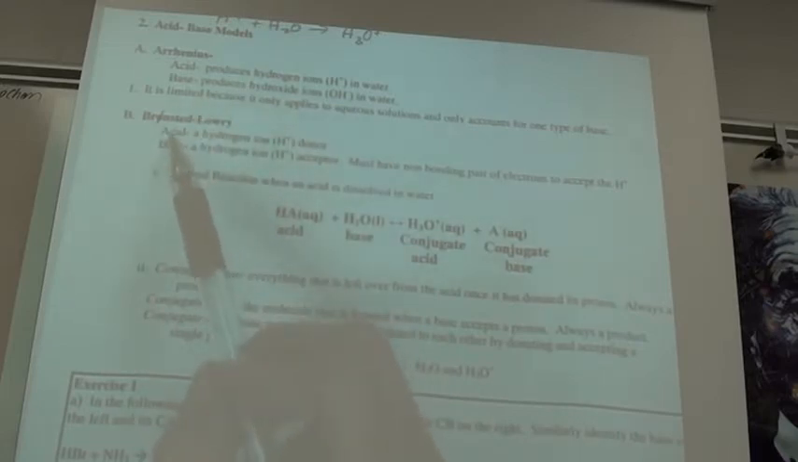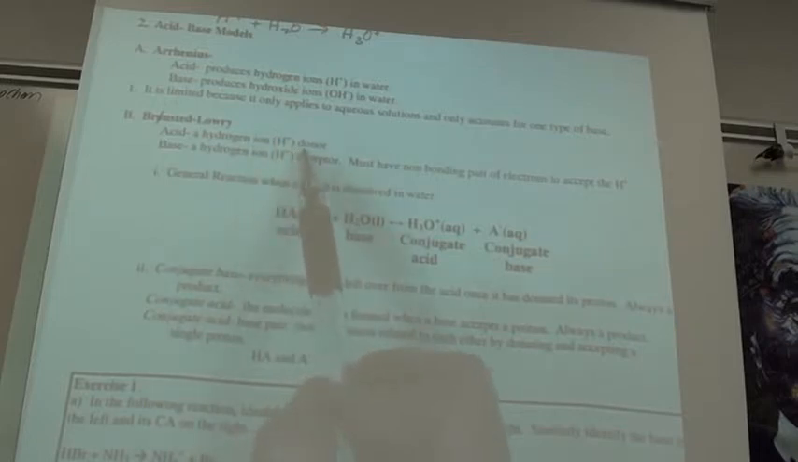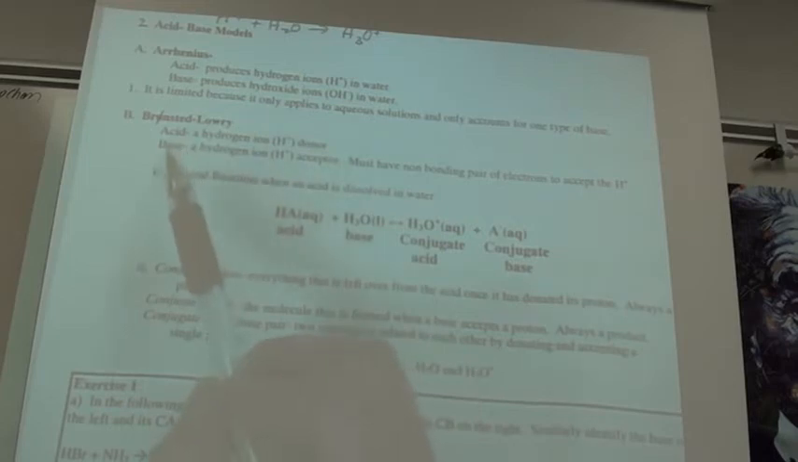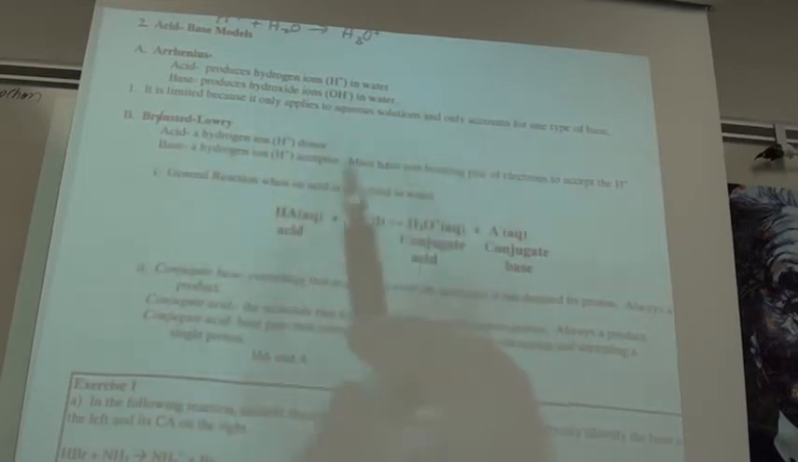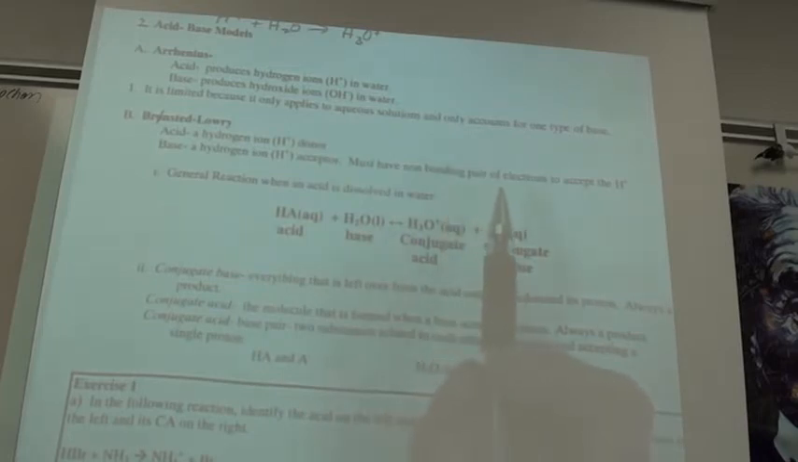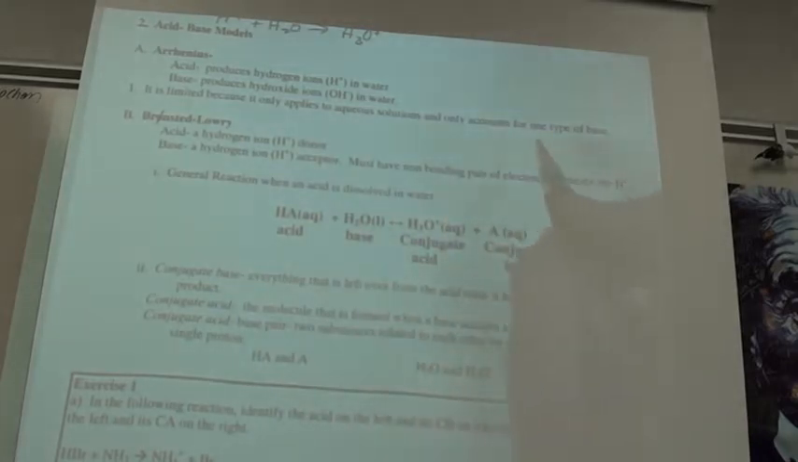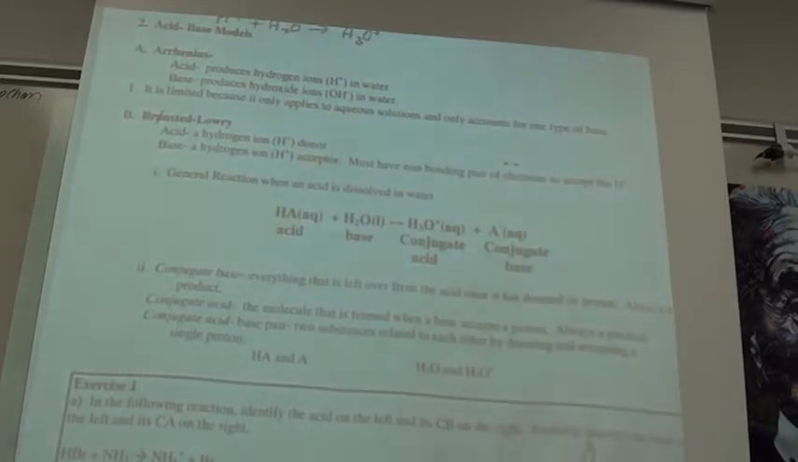An acid is something that donates a hydrogen ion. A base is a hydrogen ion acceptor. And in order to accept, it has to have a non-bonding pair of electrons. Remember non-bonding pair of electrons? Non-bonding pair of electrons. Okay.